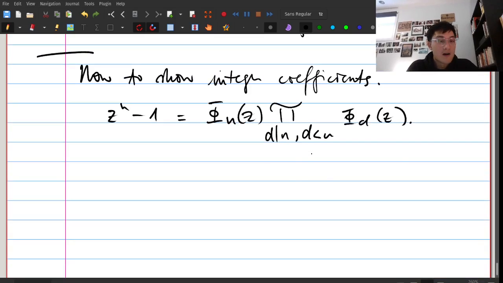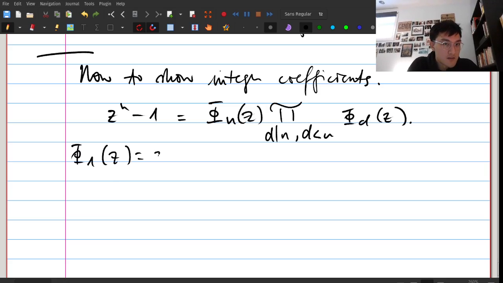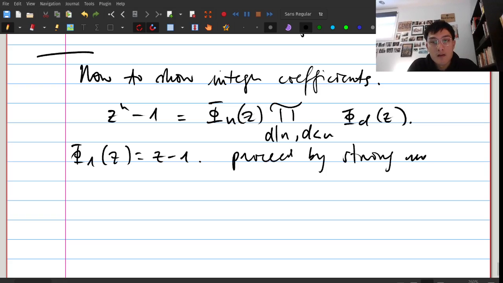Okay, now we're again going to go by induction. Phi 1 of z is equal to z minus 1, which is monic with integer coefficients. Okay, we proceed by strong induction. So now assume that for all d smaller than n, phi d of z is an integer polynomial. Okay, so we just need to show that this is a polynomial with integer coefficients, provided that we know this is integer.